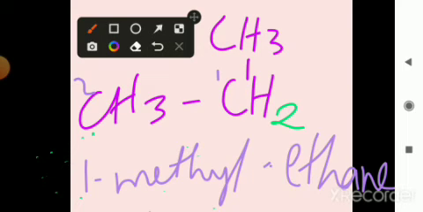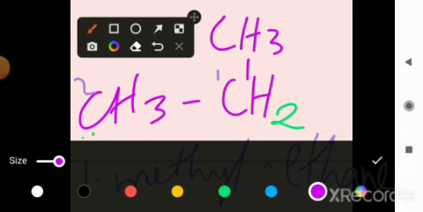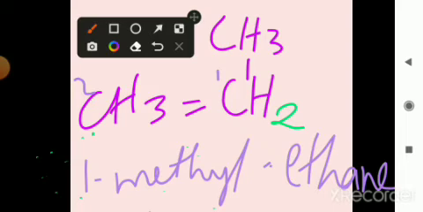But the question comes, if there is a double bond, nothing much is going to change. Only this ethane is going to become ethene, because of the double bond. Similarly, if there are triple bonds, it will just change to yne.